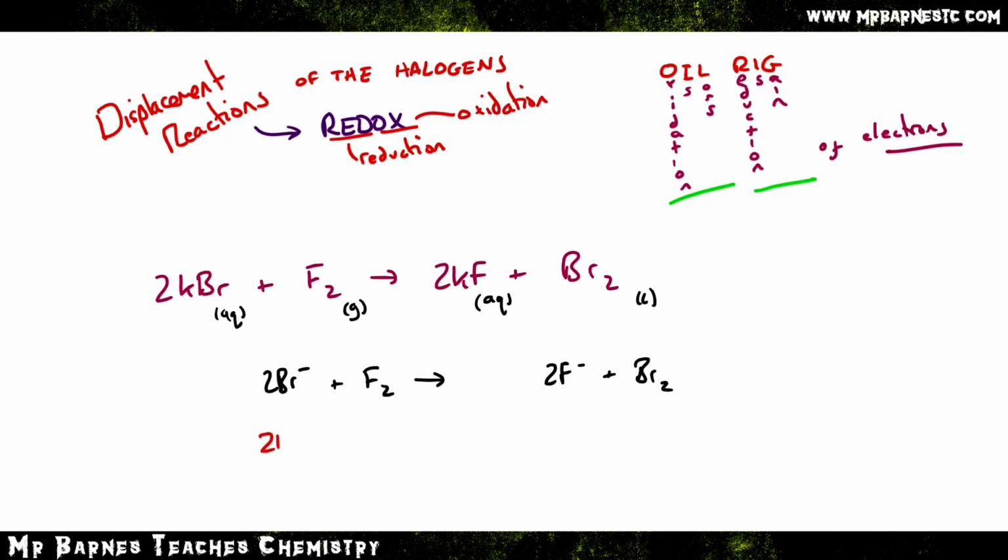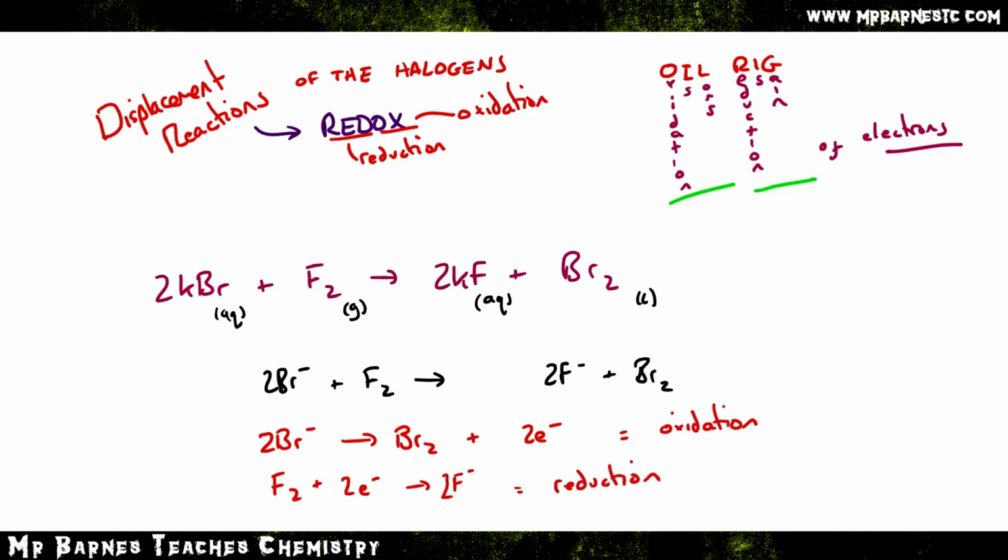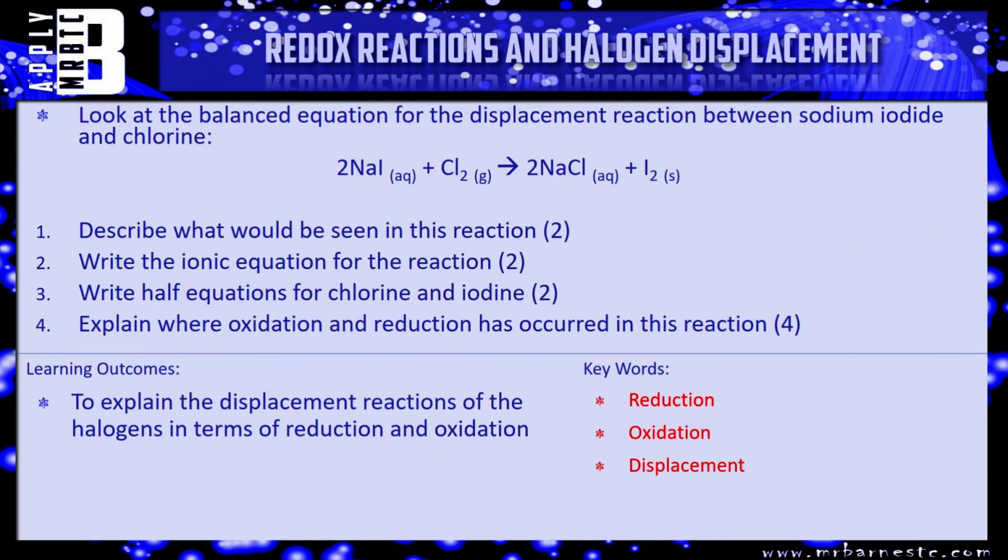I can then write my half equations. If we start off with bromine, that's 2Br- goes to Br2, and how do we get from Br- to Br2? We take 2 electrons away, lost electrons, it's been oxidized. Fluorine has gone from F2 to 2F-, therefore to do that I have to add 2 electrons on, so it's been reduced. Okay, that's everything from this video.